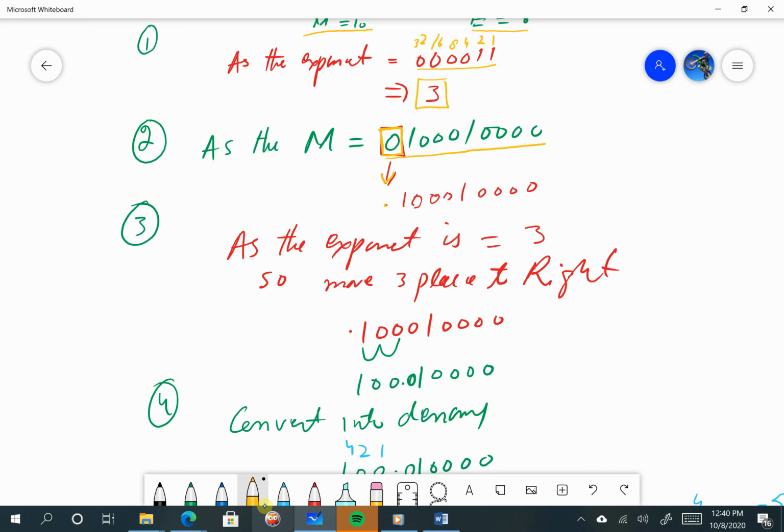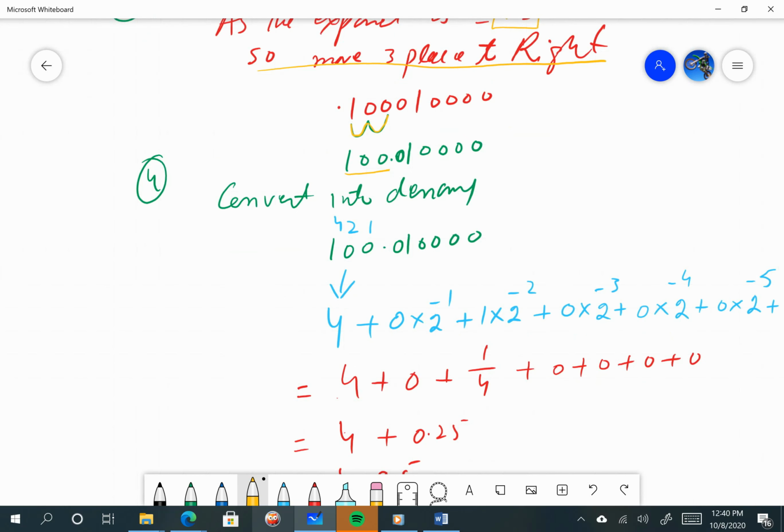And as we know that the exponent is equal to 3, that is positive 3. So move 3 places to the right. When the exponent is positive 3, we must move it to the right. If the exponent is negative, then we must move it to the left side. So move it. This is 1 point, this is 2, this is 3. After moving 3 points, we have 100.01 4 times zeros. Now convert into decimal numbers.